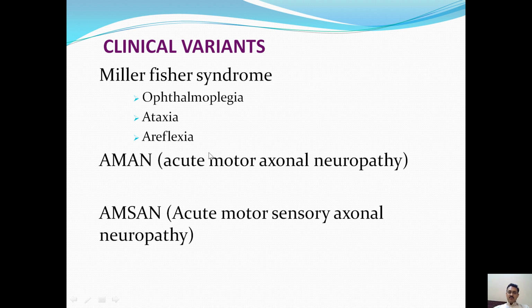AIDP is the most common. Second one is the AMAN. Third one is the Miller-Fisher, and fourth one is the AMSAN variety.